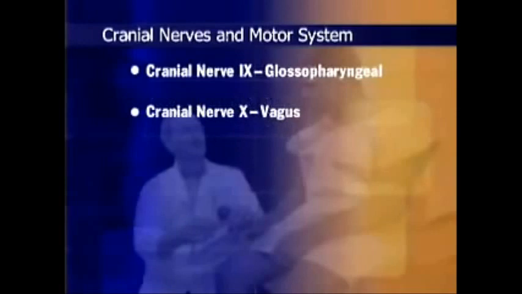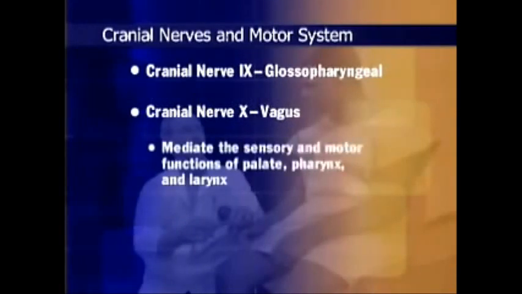Cranial nerves 9 and 10, which are the glossopharyngeal and vagus nerves, mediate the sensory and motor functions of the palate, the pharynx, and the larynx. To test these nerves, ask the patient to say ah or yawn. Say ah. Assess the patient's voice.